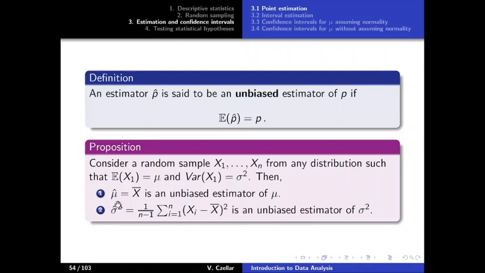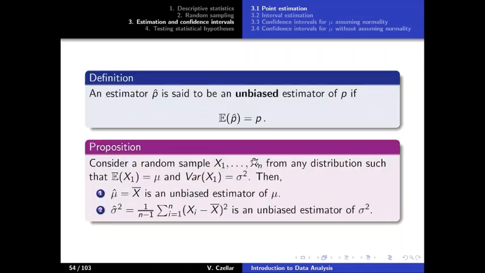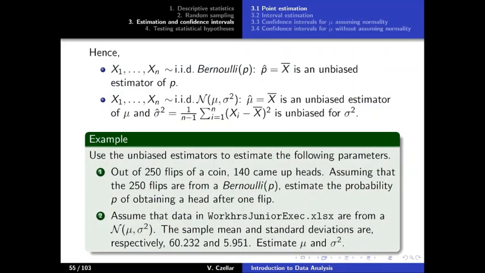Now, using these results, since we have here the mean of the random sample, and I know that it's an unbiased estimator of mu, I can apply it to my previous example. I know that in the Bernoulli distribution the expected value is P, so this will be an unbiased estimator of my parameter P. P hat is an unbiased estimator of P, and hence P tilde will be a biased one. Now let's see concretely an example.